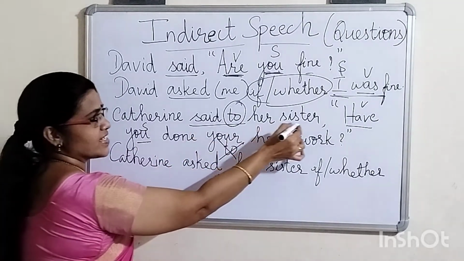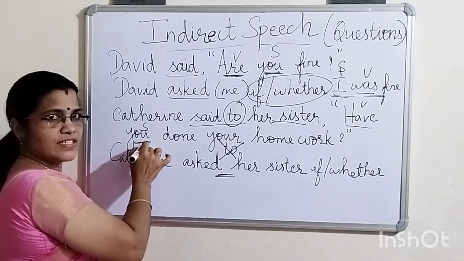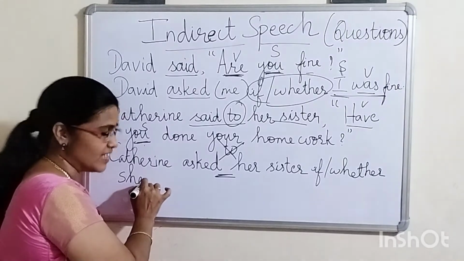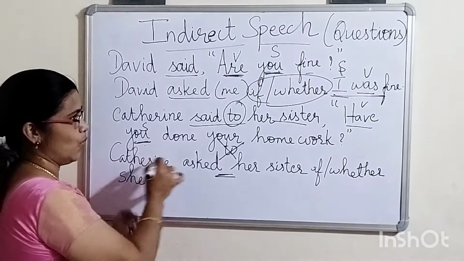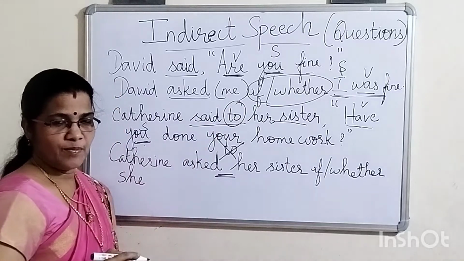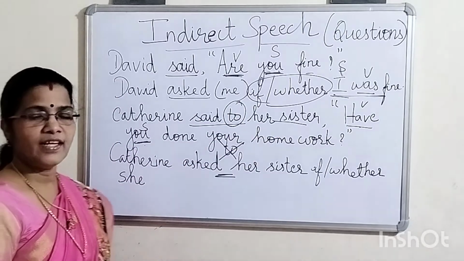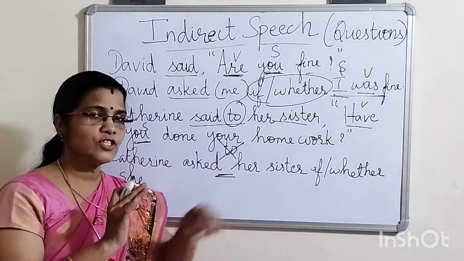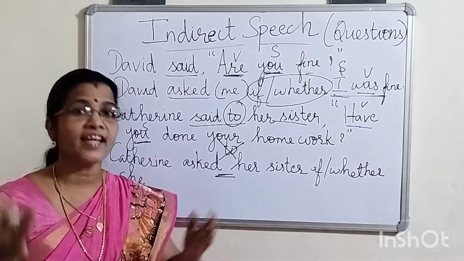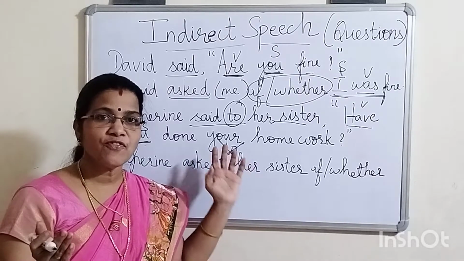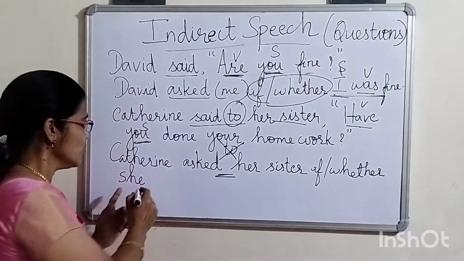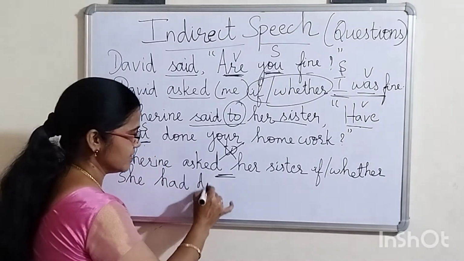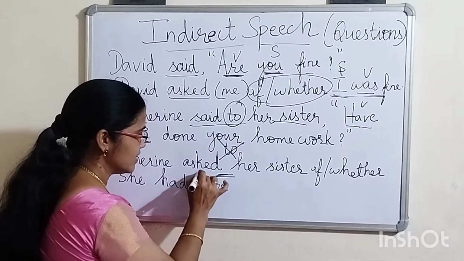Okay. So Catherine is asking her sister. So obviously this you is referring to her sister, and hence the pronoun that you have to use is she. If she. Now you have to place the verb. Okay. What's the verb here? Have. Right. Okay. So you know that has and have are the present forms. And in indirect speech, you have to change the present form into its corresponding past form. So what is the past form of has or have? It's had. So what should you use here? Had. If she had done. If she had done.